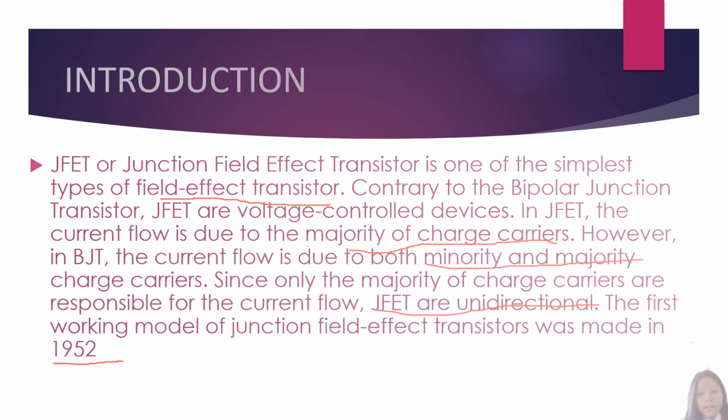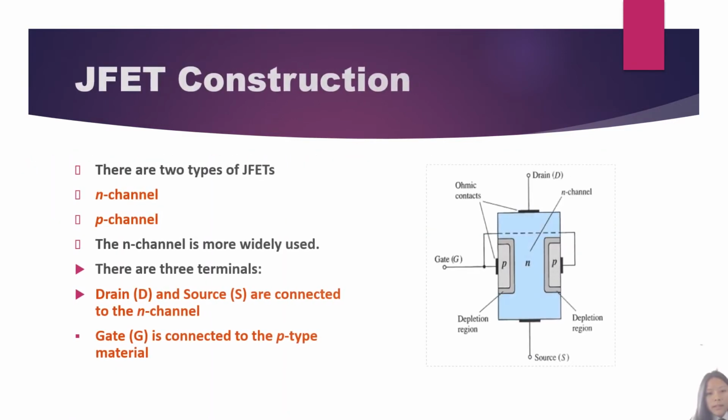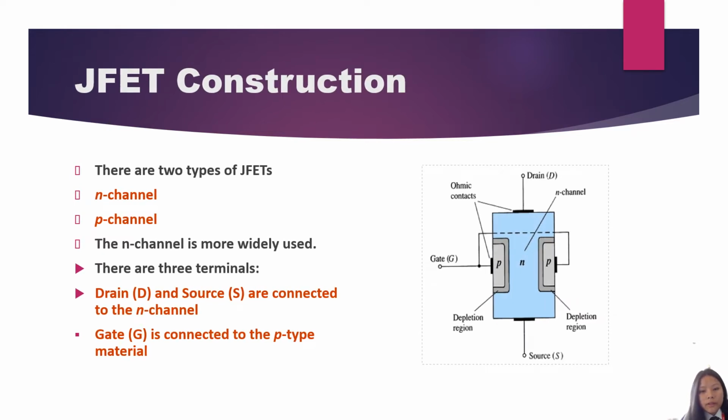Now let's see the JFET construction. There are two types of JFET, N-channel and P-channel. The N-channel is more widely used. There are three terminals: drain, source, and gate. Drain and source are connected to the N-channel. Gate is connected to P-type material.